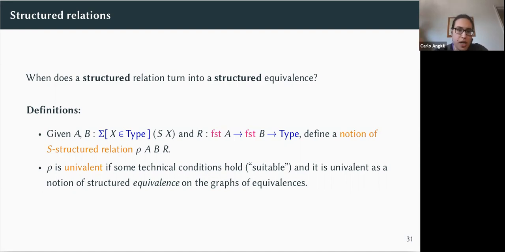Then we say that one of these notions is good, it's univalent, if there's some technical conditions I'll get to in a second, but the most important part is you can always take a notion of structured relation, rho, and regard it as a notion of structured equivalence. The reason is that every equivalence induces a relation just by looking at the graph. So we say that rho is univalent if, when you just apply it to the graphs of equivalences, what you get out is a notion of structured equivalence that is univalent in the previous sense.